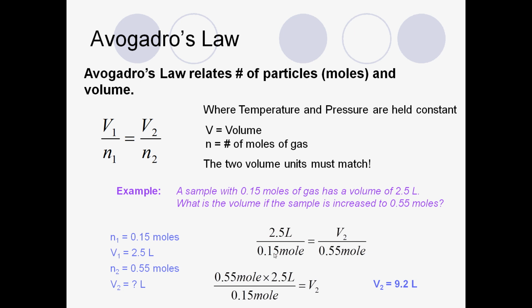We look at our significant figures. There's 2 significant figures in all 3 numbers, so that's going to be our final answer. Does that make sense? Well, it should. If you look back here, if we started with 0.15 moles and it only took up 2.5 liters, if we're quadrupling that number of moles, we should get a much bigger volume, and we do.